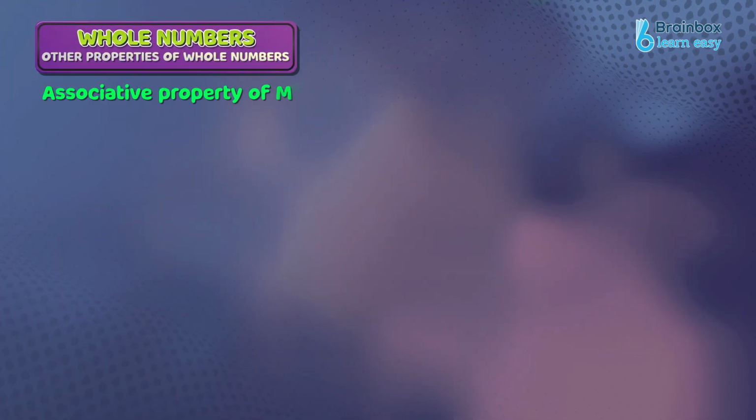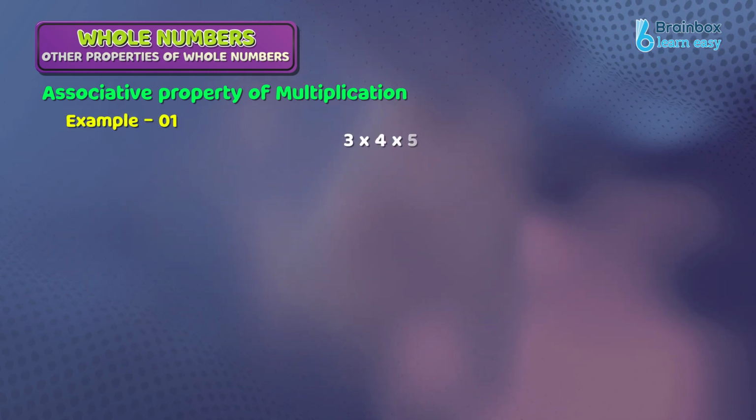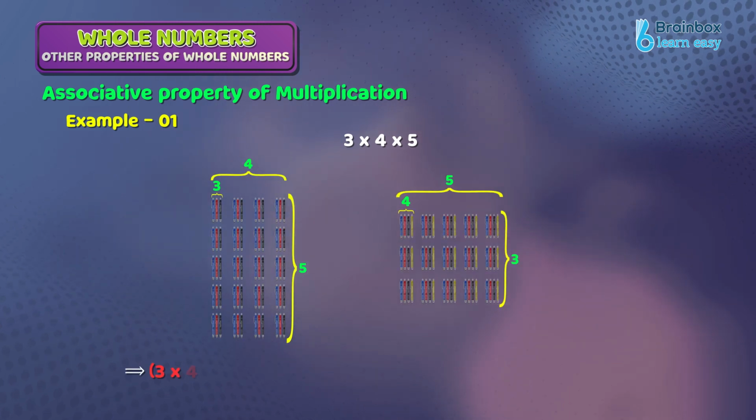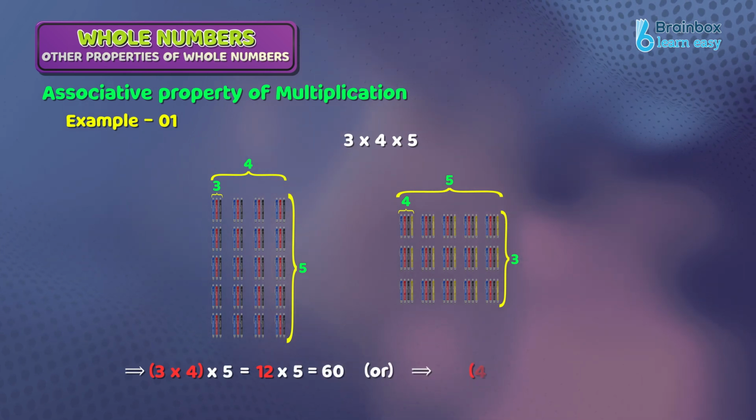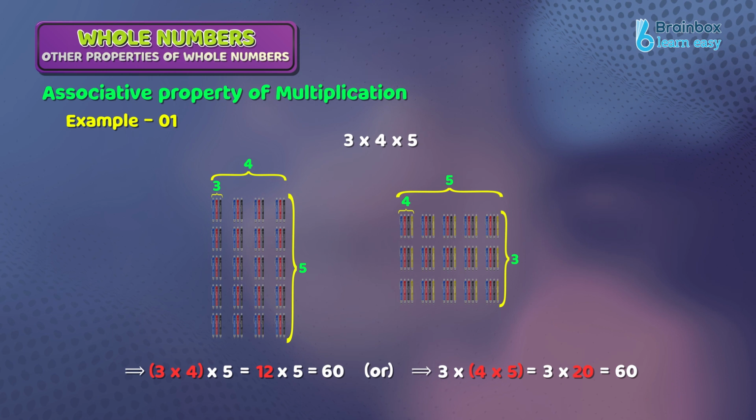Associative property of multiplication. The associative property of whole numbers holds good even for multiplication. 3 into 4 into 5, we can group them in two ways again. 3 into 4 to give the answer 12, into 5 to give the answer 60. Or first multiply 4 into 5 to get answer 20 and then multiply it with 3 to get answer 60.